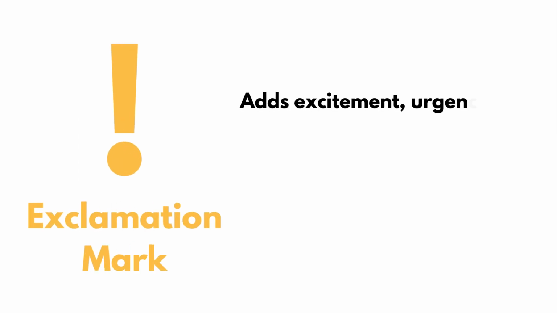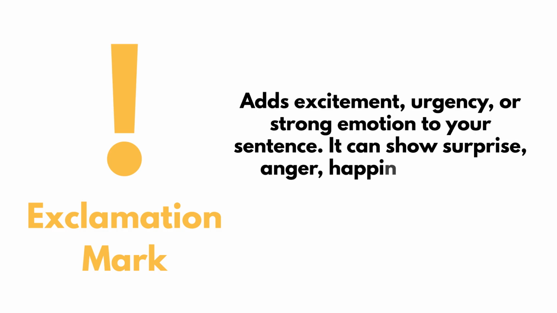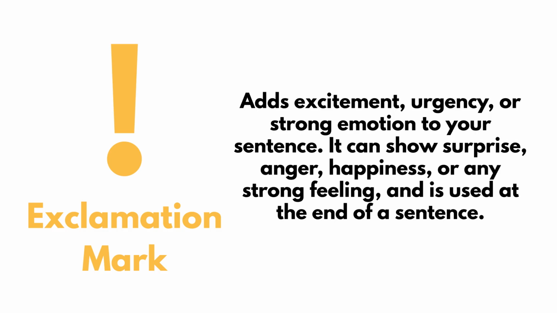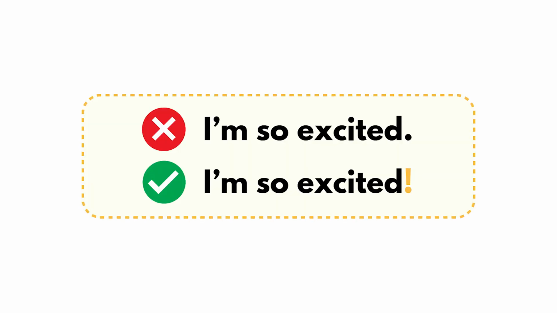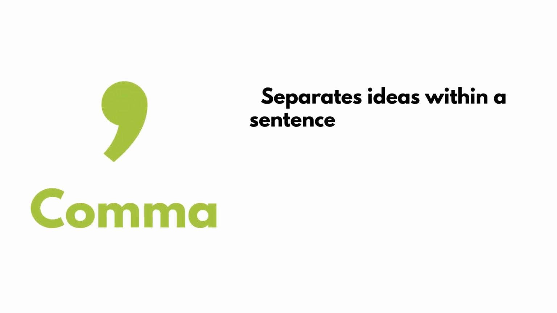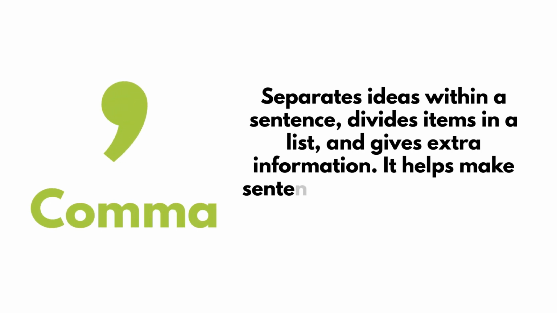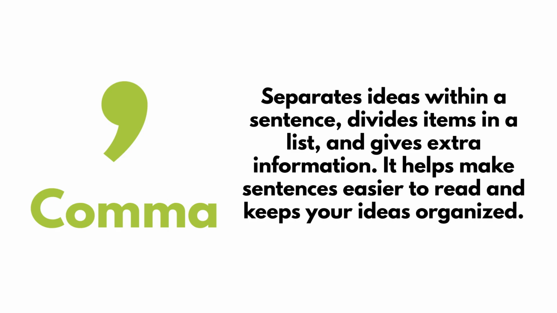Exclamation mark. Adds excitement, urgency, or strong emotion to your sentence. It can show surprise, anger, happiness, or any strong feeling, and is used at the end of a sentence. Comma. Separates ideas within a sentence, divides items in a list, and gives extra information. It helps make sentences easier to read and keeps your ideas organized.